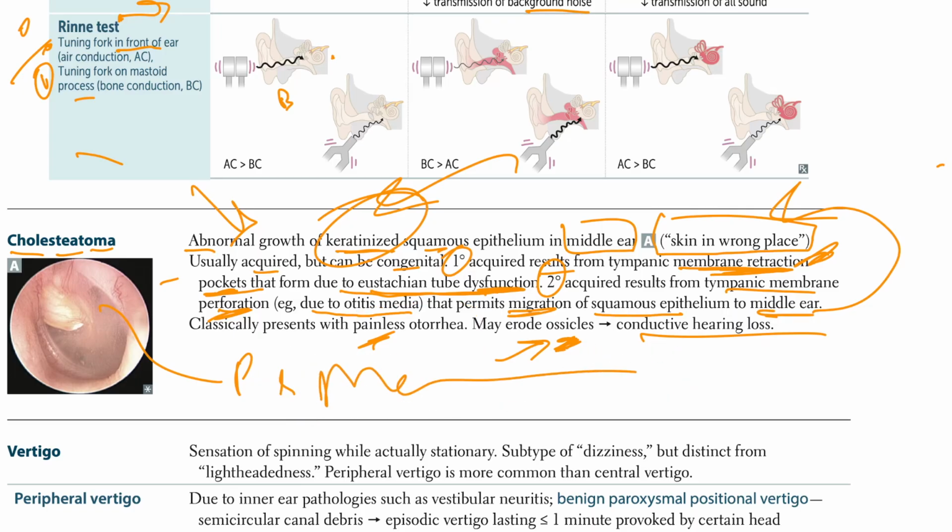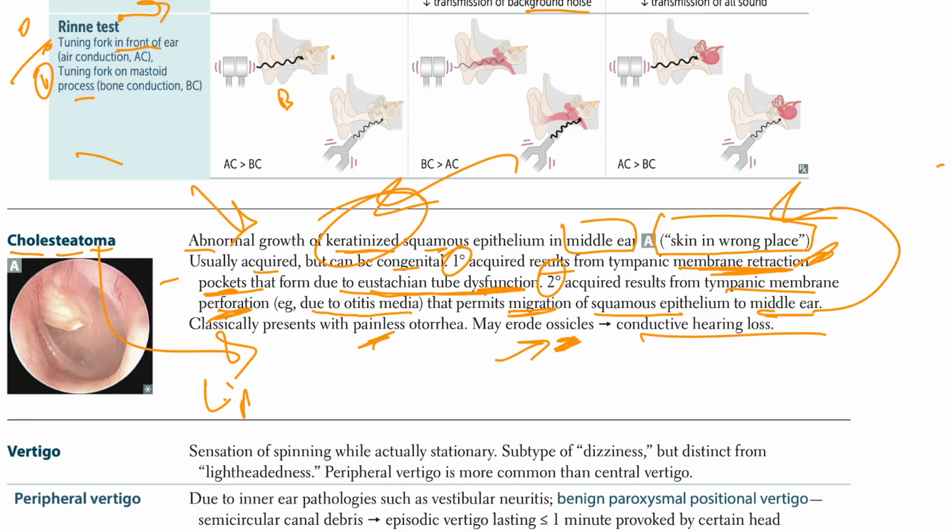Now the question might arise: why is it called cholesteatoma? It's not actually lipid or anything, but it's still called cholesteatoma because first they thought of it as a lipid, but it wasn't lipid. Then they figured out it's just skin.